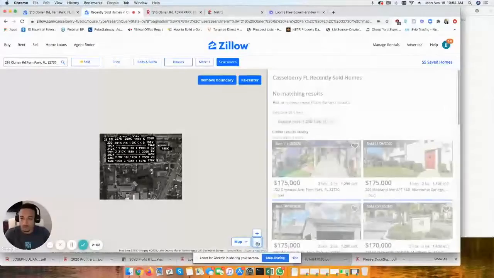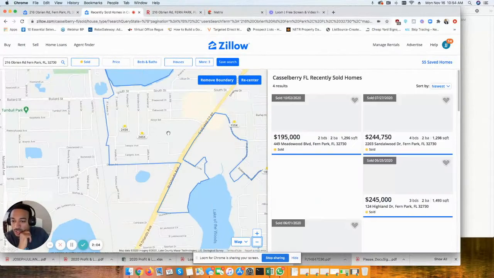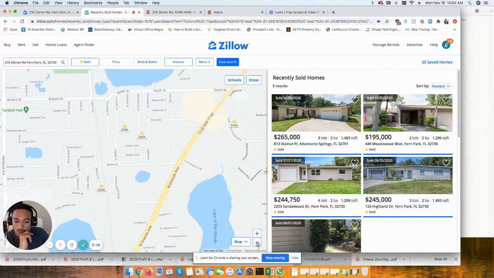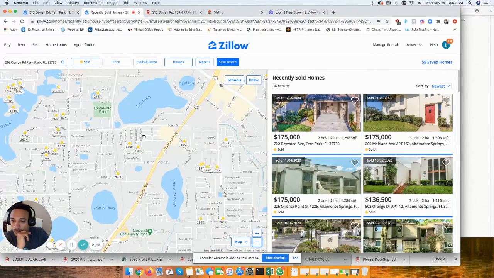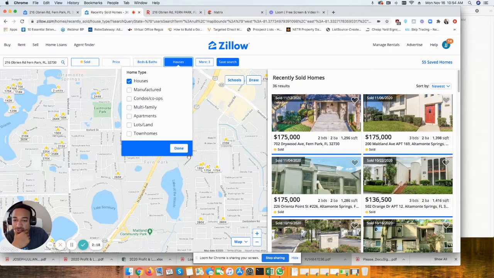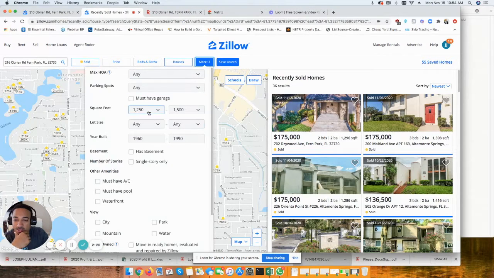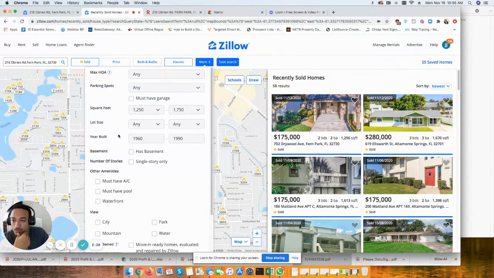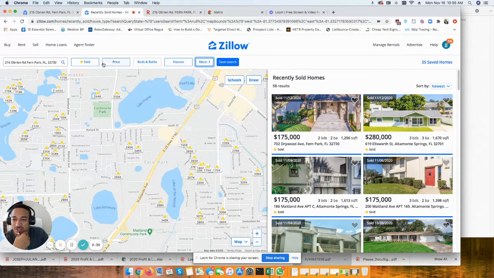Why don't we zoom out a little? And we want to look at all the solds. Sometimes when you see these boundaries, it's best to just click outside of it. Okay, so my house is somewhere in here, right? We want to look at just houses. We want to make sure that it is somewhere in here. Actually, this is good. Let's bump this up to 17. And this is how I got there, by the way.